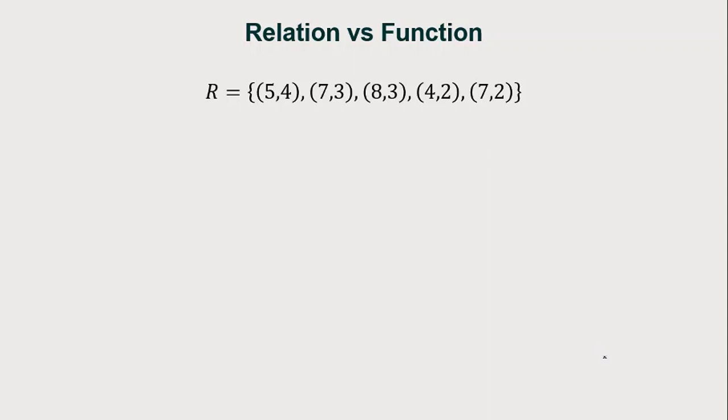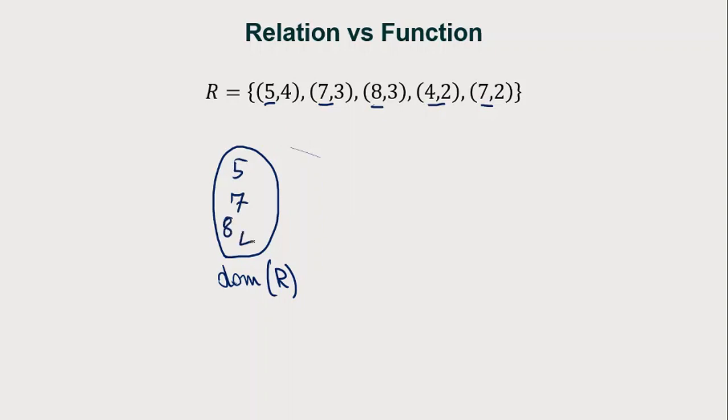We did define relations last week, and we said that a relation is a set of ordered pairs. So here we have a relation including 5 ordered pairs. 5 is related with 4, 7 with 3, 8 related to 3, 4 is linked with 2, and 7 is related to 2. For a relation, what we said is that we had an arrow diagram, for example, with the domain of R being written in there, and in the domain we had all first elements of every pair. So in that case we had 5, 7, 8, 4, and then 7.